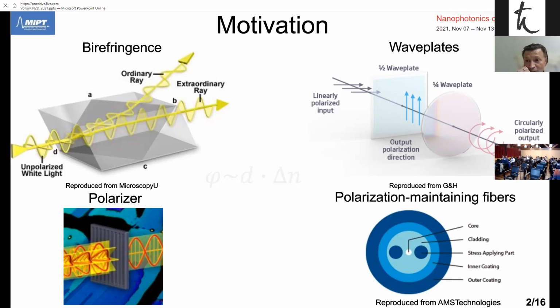The performance of all these great devices primarily depends on the phase difference between those ordinary and extraordinary rays. This depends on two characteristics: the thickness of the device and the birefringence of the materials which the device consists of. So it's d and delta n. And then, of course, already from here, it's clear that delta n is a very important parameter because we would like to have our device as compact as possible and as efficient as possible as well.